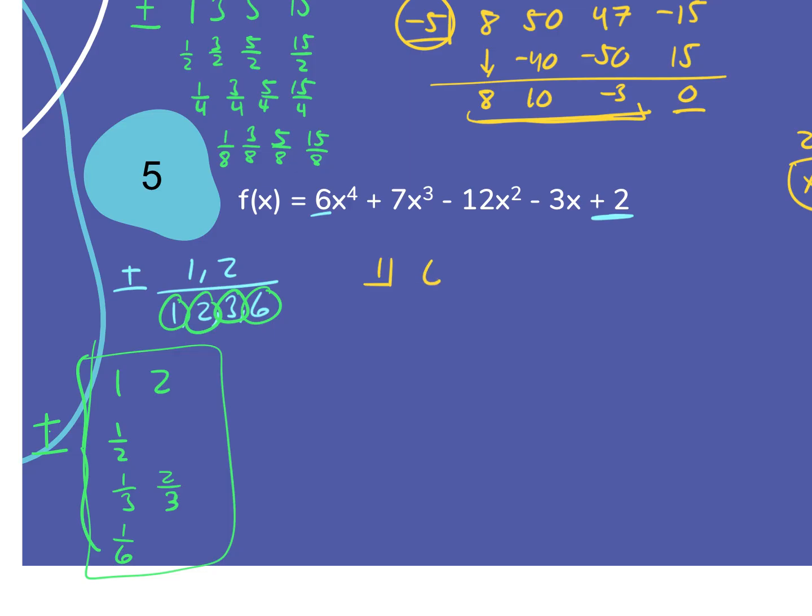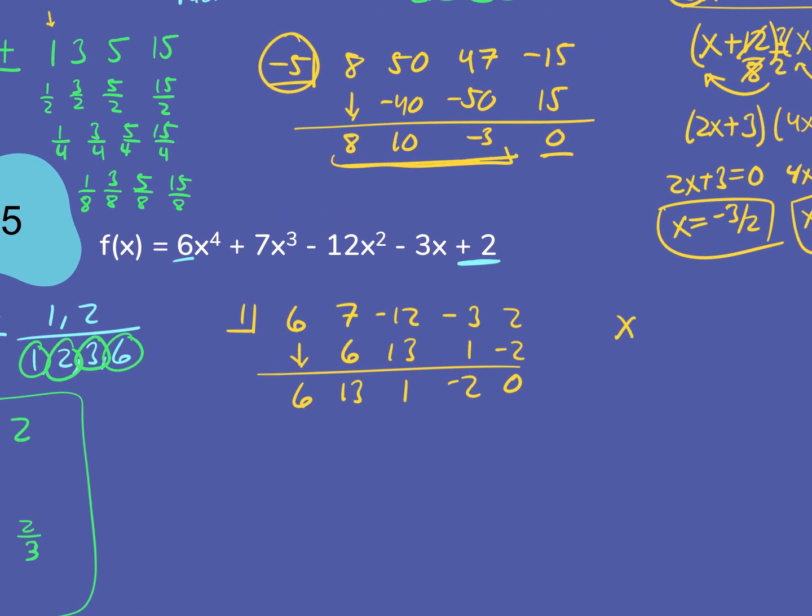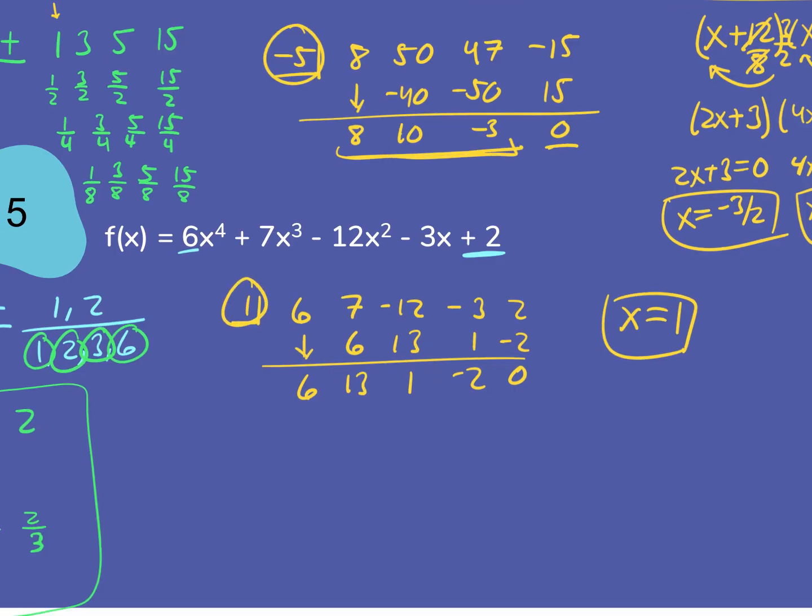I'm going to do 1, and then we get a 6, a 7, a negative 12, a negative 3, and a 2. Bring down the 6. Times 6, add this, we get 13. We get a 13 here, a 1, a 1. We get a negative 2, and we get a 0. So actually 1 worked. If 1 worked, I can immediately circle that as one of my zeros. So that's good for us. It actually makes things a little bit easier.